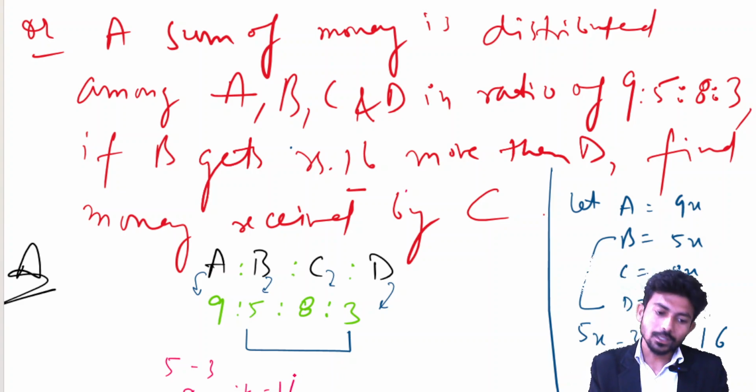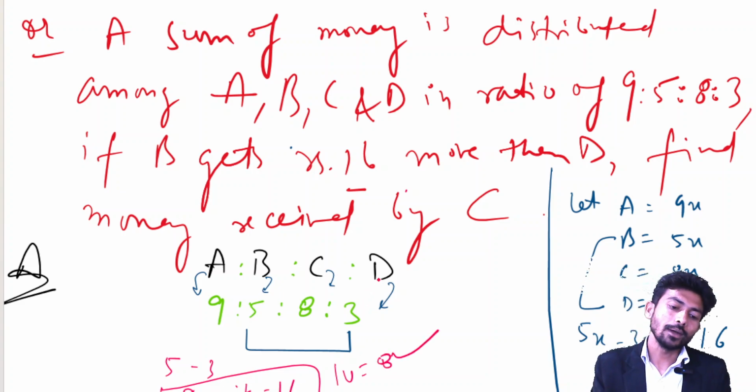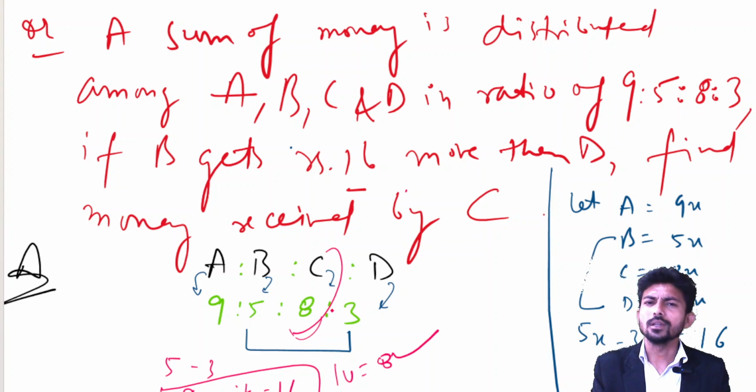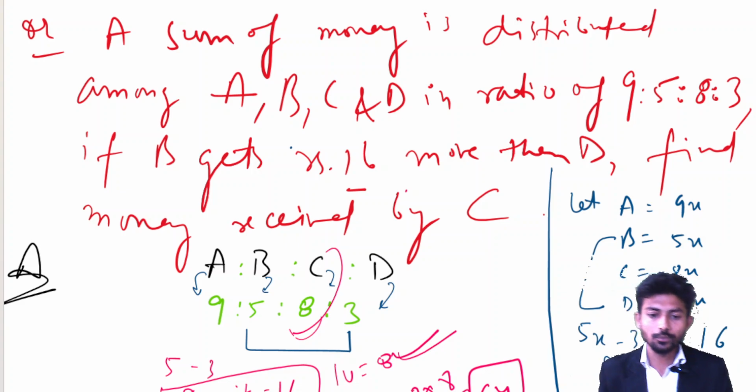So I am saying this 2 units is equivalent to 16 rupees. So thus I can say 1 unit will be equivalent to 8 rupees. And if I have to find out for C, that is again 8 units. So if 1 unit is 8 rupees, therefore for C it is 8 units, and that will be equivalent to 8 into 8, that will be 64 rupees. So this is the answer: the money that C will be getting is 64 rupees.